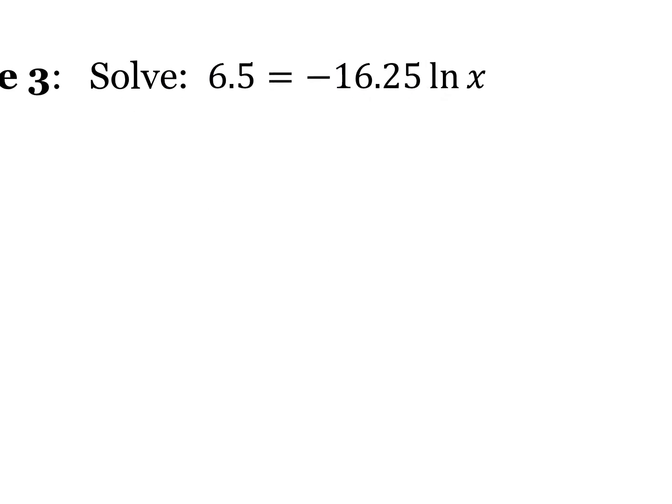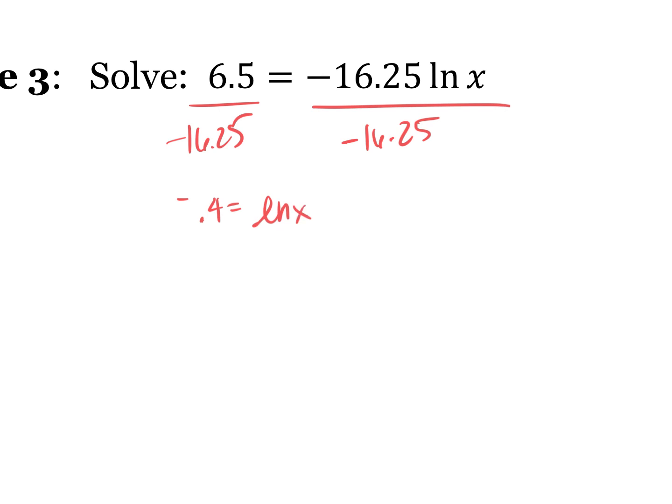How about this one? This one has a natural log in it. Weird. How are we going to start solving for x? Divide by negative 16. I don't know maybe what step 2 is, but I definitely know we want to get as much stuff away from that x as possible. So when I take that 6.5, divide by negative 16.25, I get negative 0.4 equals the natural log of x. Would you log this?